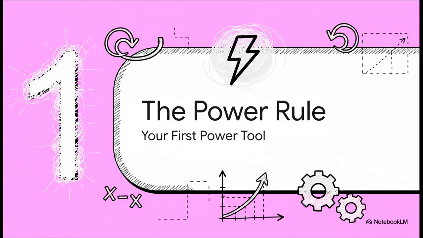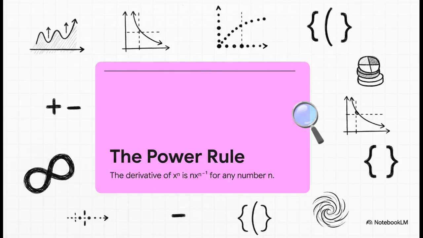All right, let's start with the absolute workhorse of the toolkit. This is the one you're going to reach for again and again. It's called the power rule, and it is just beautifully simple. And here it is. It's that simple. If you have a function that's just x raised to some power n, its derivative is just n times x to the power of n minus 1.